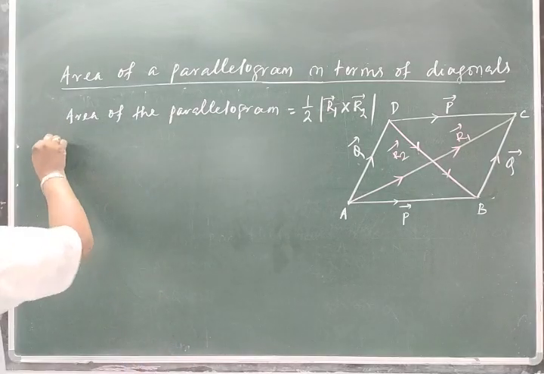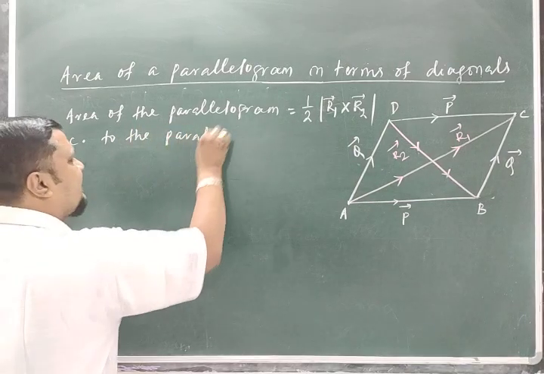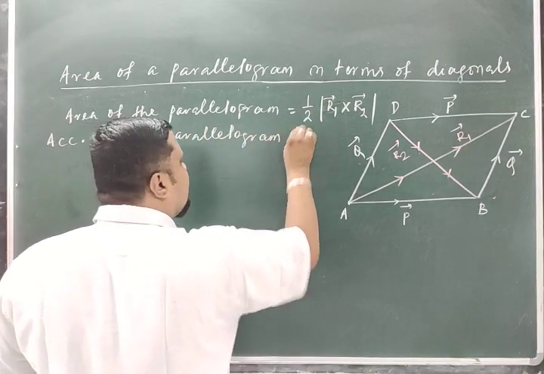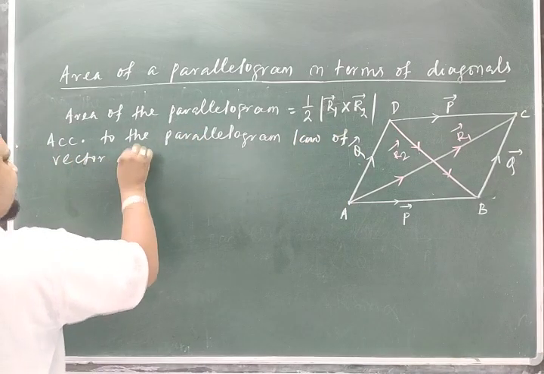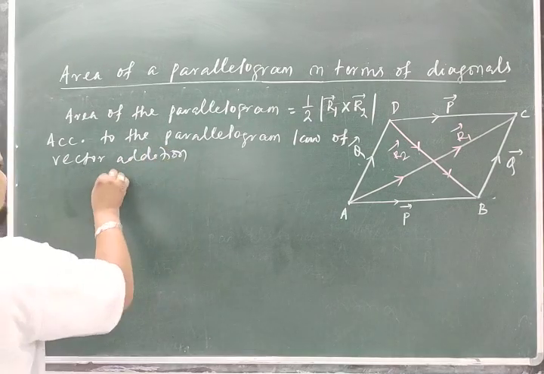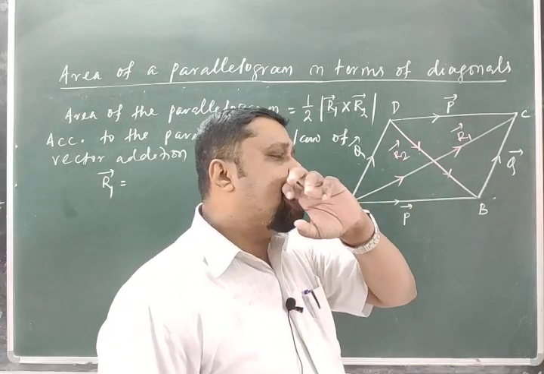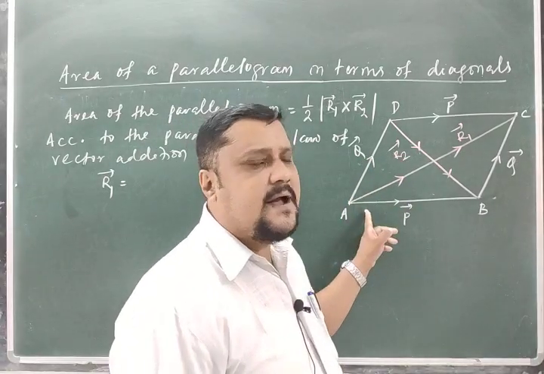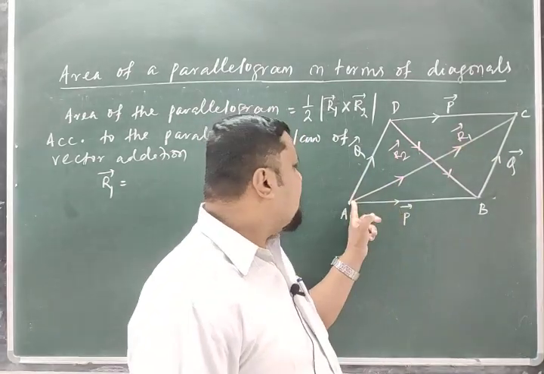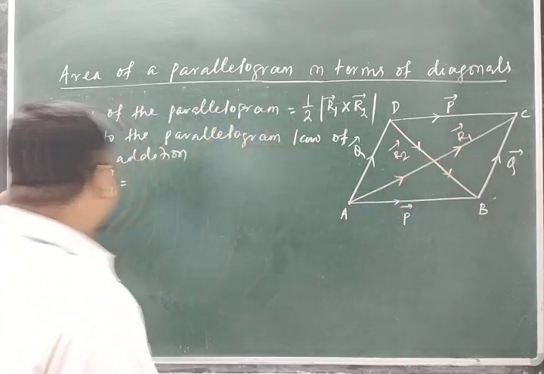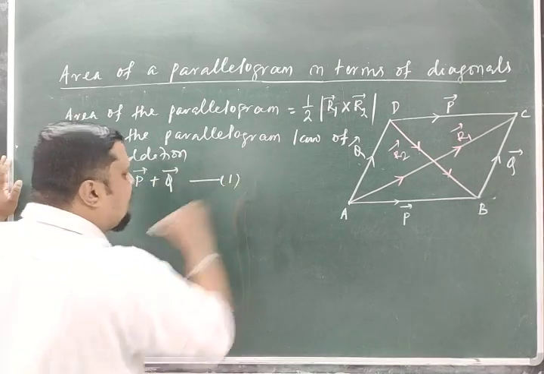Now, according to the parallelogram law of vector addition, what is my R1? If P and Q are the two adjacent sides of a parallelogram, their resultant is represented by the diagonal passing through that point. Which diagonal passes through that point? R1. So according to this, R1 is equal to P plus Q. Let this be equation 1.